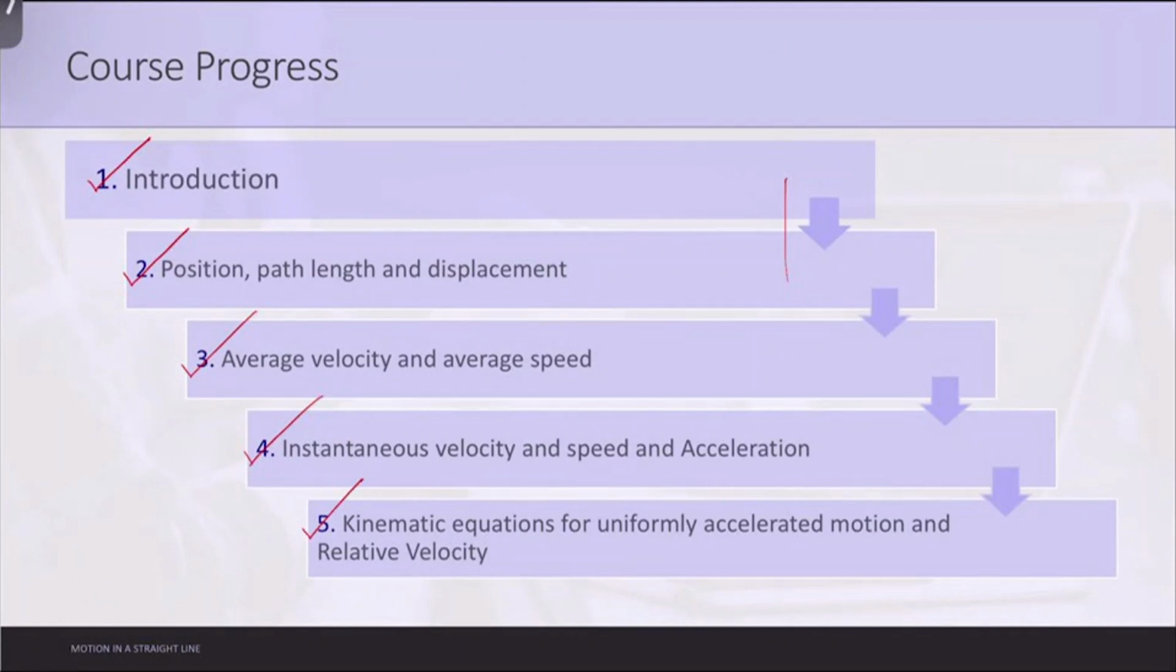Please remember, it is for uniformly accelerated motion, so acceleration is always constant. And finally, we understood the concept of relative velocity. We had a question regarding this, and then we did the summary, and that was the end. That is the end of this chapter.